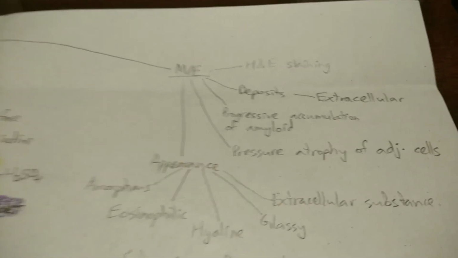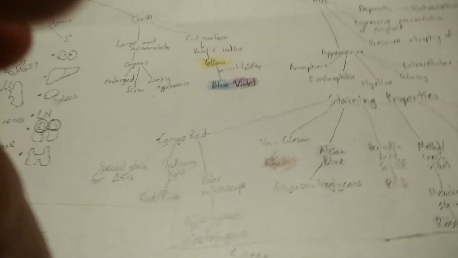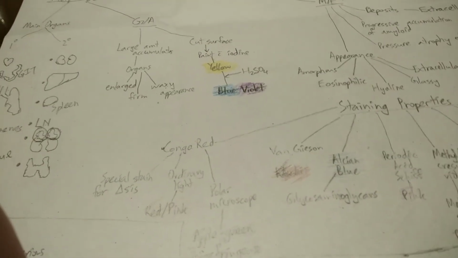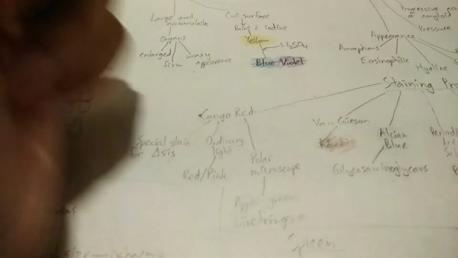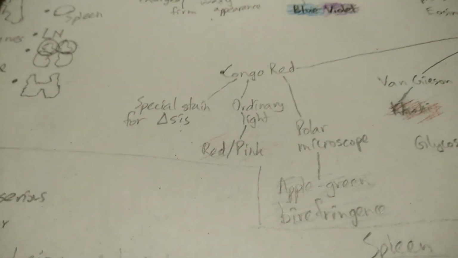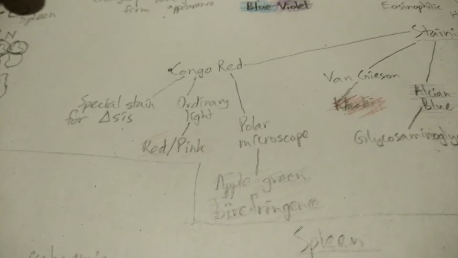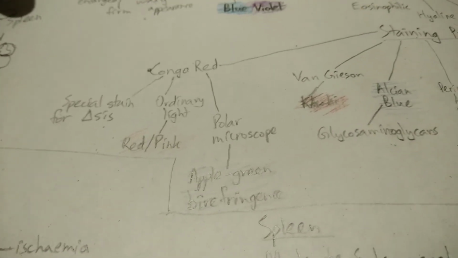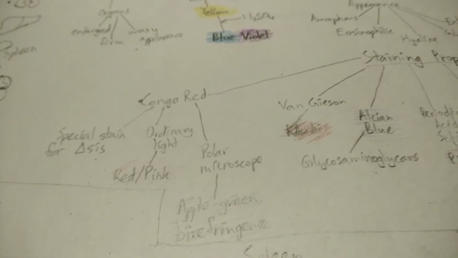All right. Now, moving on to staining properties. You use different stains apart from H&E staining. The most commonly used one is Congo red stain, which is a special stain used for diagnosis of amyloidosis. When you examine under ordinary light, you find red or pink deposits. And on polarized microscopy, you find apple green birefringence. So it's dichromatic staining, which is often apple green in color.